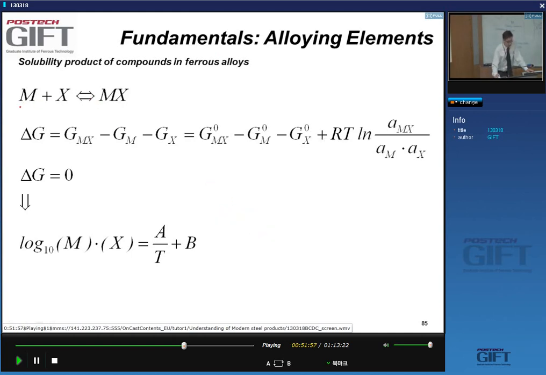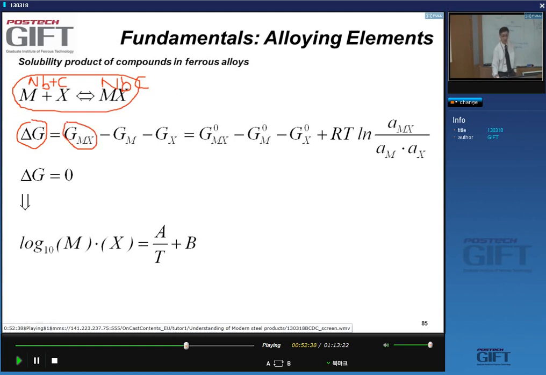So say this would be a chemical reaction of precipitation. This would be, for instance, niobium with carbon forming niobium carbide. I'm not very good at this. My handwriting is usually much better, but niobium carbide, okay? So this is a chemical reaction. You can think of the precipitation as a chemical reaction, right? So there is a delta G associated with it, and we use a traditional convention.